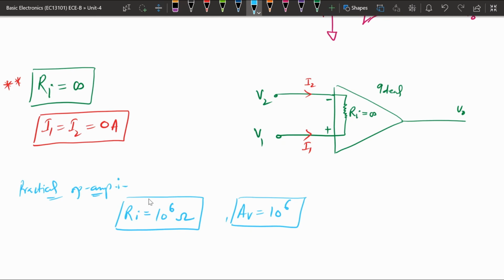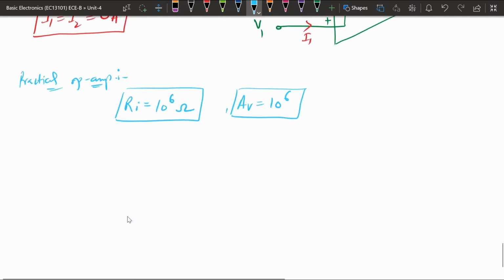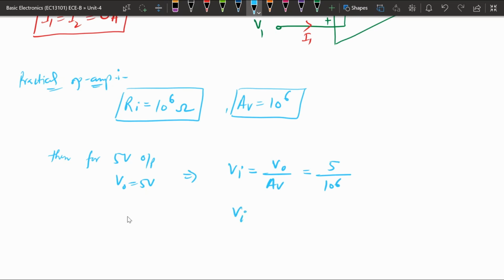Then suppose we have an output of 5 volt, that means V output is 5 volt. Then the input voltage will be output divided by gain. So V output, 5 volt, divided by gain, 10 to the power 6. So V input should be equal to 5 microvolt, if V output is 5 volt.